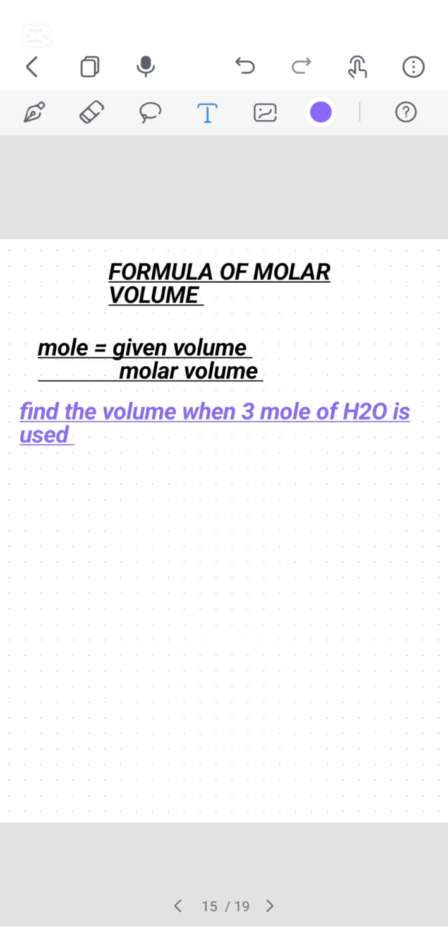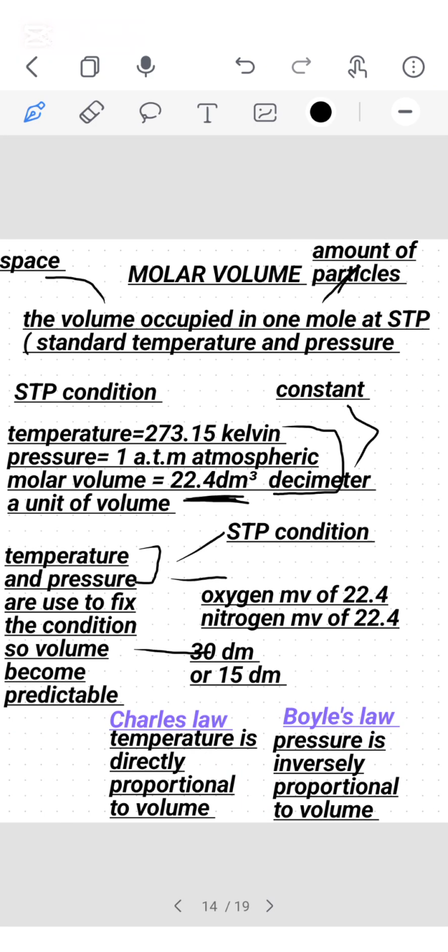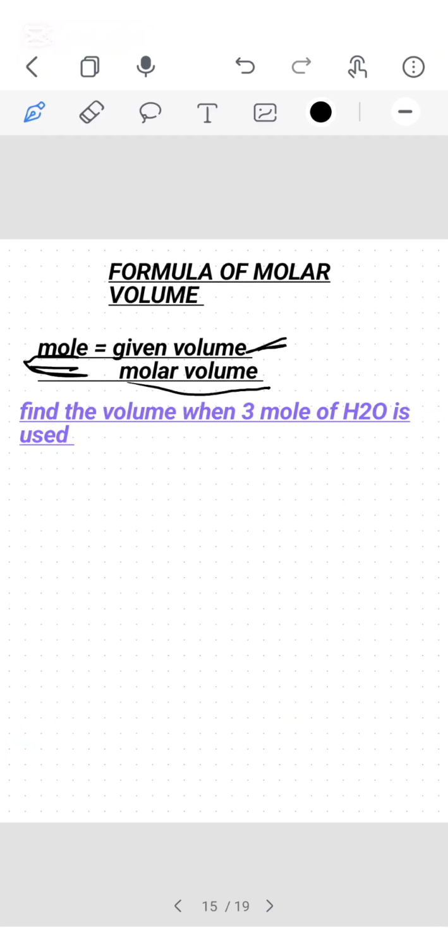Okay, let's first understand what the question is saying. Find out the volume. What volume? The given volume. As we don't have the given volume, we have only the mole, which is 3, and the molar volume. As we discussed, the molar volume is 22.4, and that is constant. We will be using it in every situation. And there's a tip: they are asking about H2O.